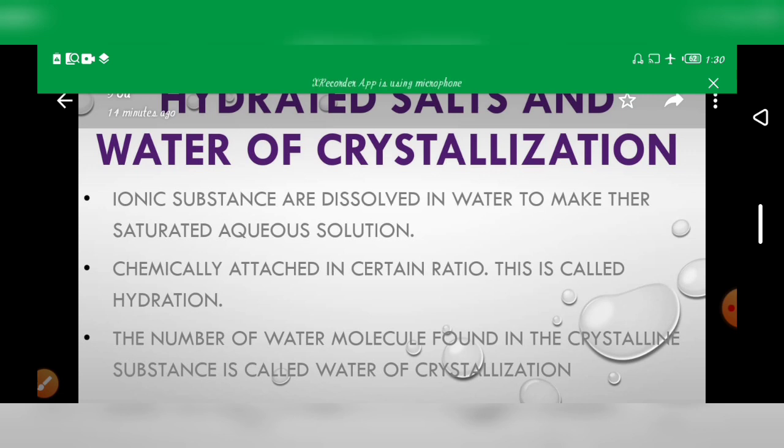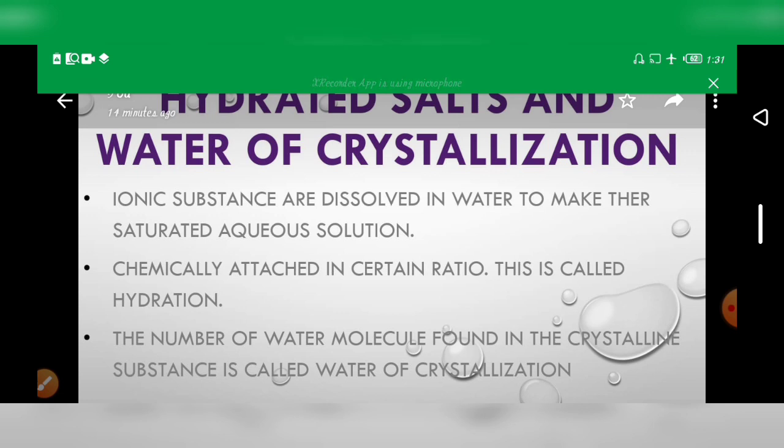When ionic substances are dissolved in water to make their saturated aqueous solution, their ions are attracted by water molecules, which then attach chemically, not physically, in a certain ratio. This process is called hydration. The number of water molecules found in the crystalline substance is called water of crystallization.